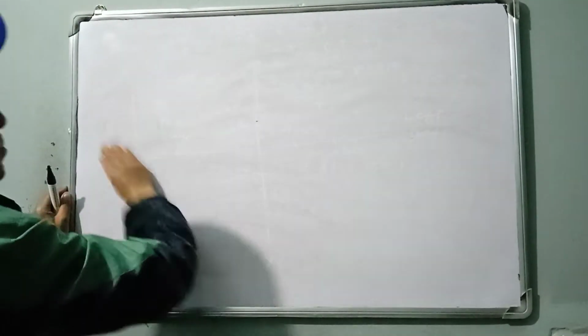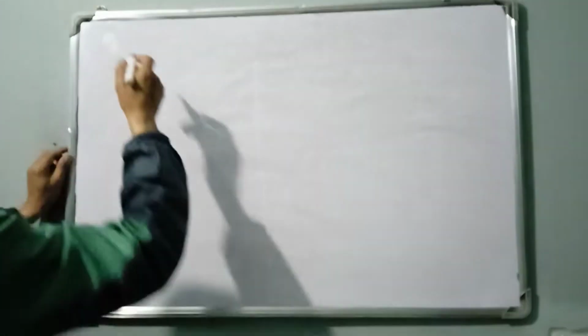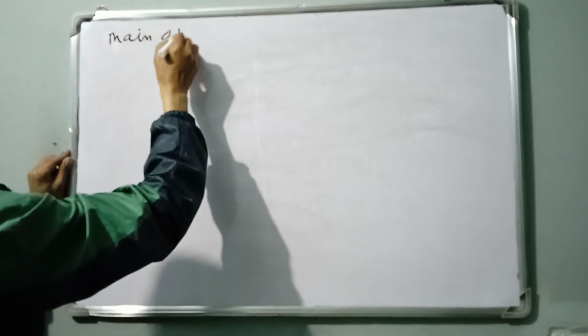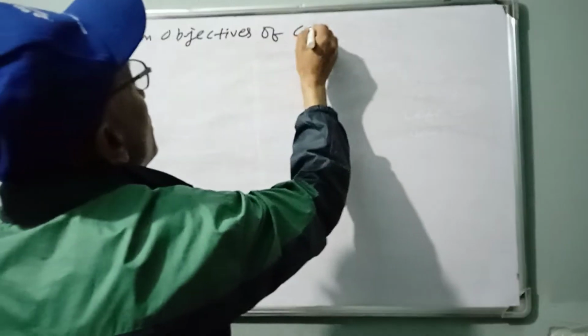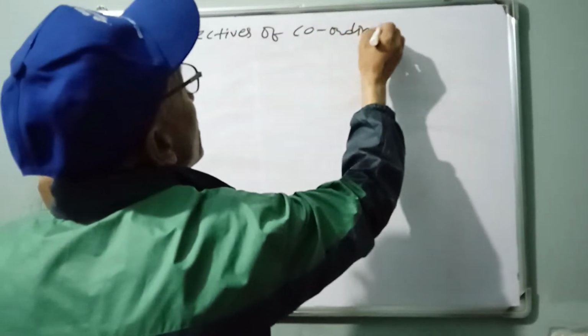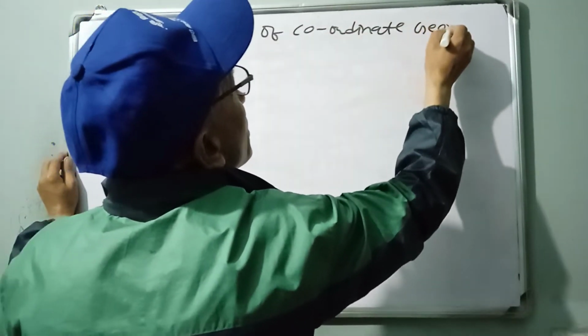the main aim of coordinate geometry is, what are the main objectives of coordinate geometry?